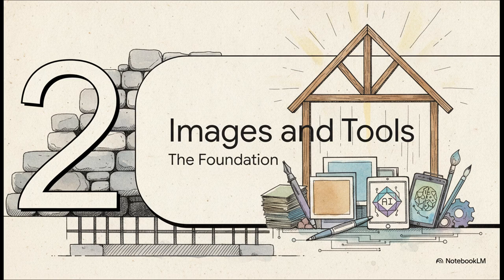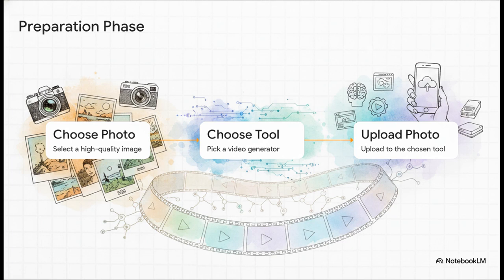Moving right along to part 2, preparing images and tools, the foundation. Let's walk through the 3 foundational steps of our preparation phase. Step 1 is choosing the right photo. Step 2, you choose an AI tool that fits your vibe. And step 3 is just uploading that photo into the tool. Now, I know these seem super basic, but walking through them methodically is going to save you from some really frustrating errors down the line.